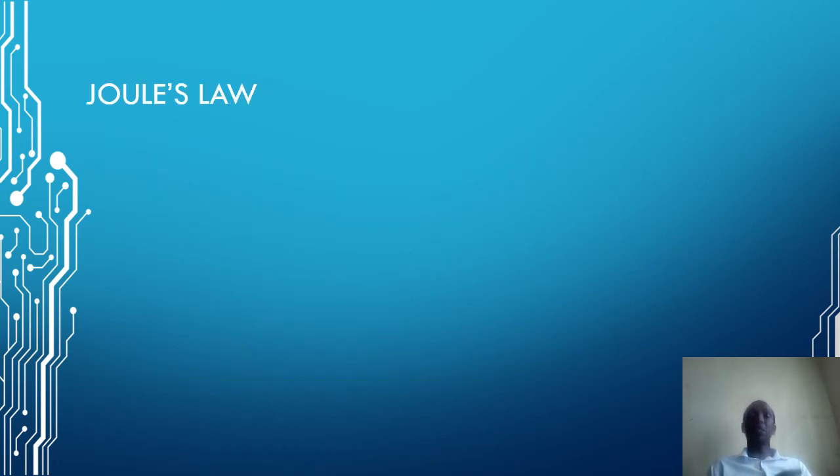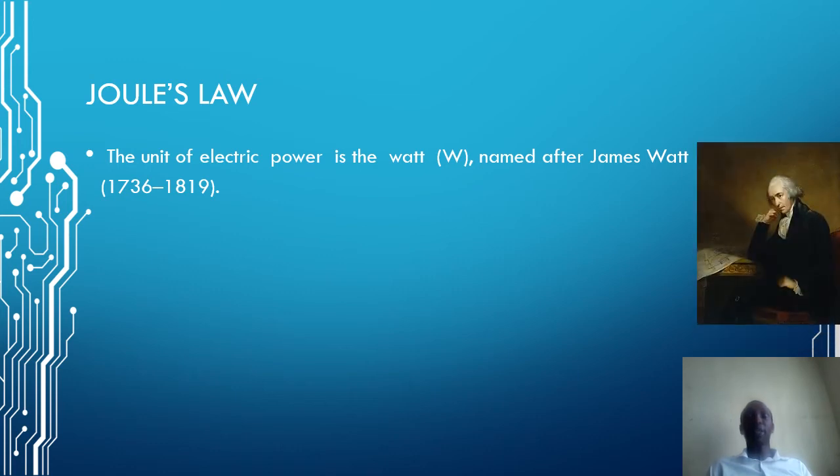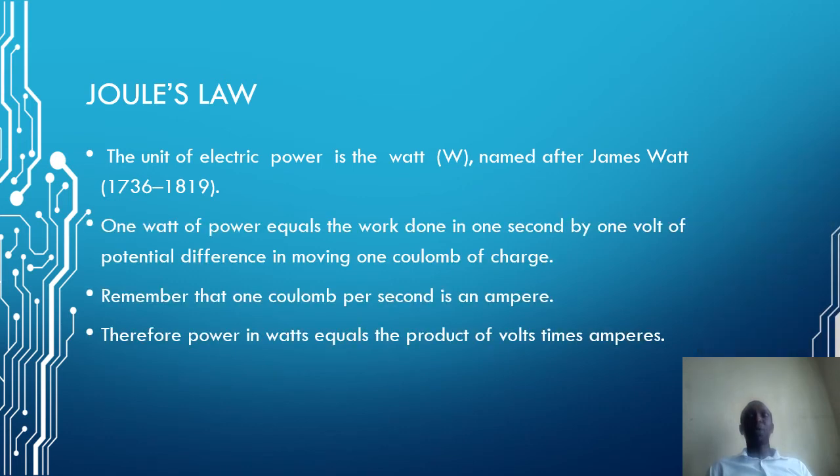Now, with all those relations in mind, let's look at the next aspect, which is Joule's law. The unit of electric power is what we call a watt, named after James Watt. 1 watt of power is equal to the work done in 1 second by 1 volt of potential difference moving 1 coulomb of charge. That means I have a PD of 1 volt and a charge of 1 coulomb. How much work this can do is equivalent to 1 watt.